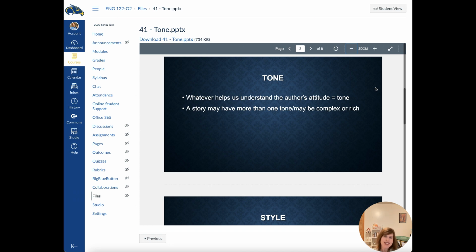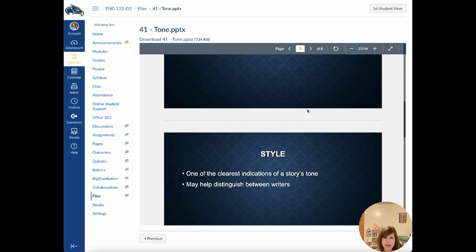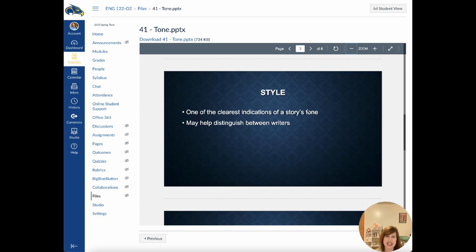So obviously there's a thing called tonal whiplash that you want to avoid as a writer. You don't want to have a story start out really happy and then suddenly, like whiplash, it changes tones, right? You want to gradually ease your audience into that tonal shift as it goes. And tonal shifts can make stories more complex, more rich, more interesting. But style is one of the indications that helps you to identify the tone.